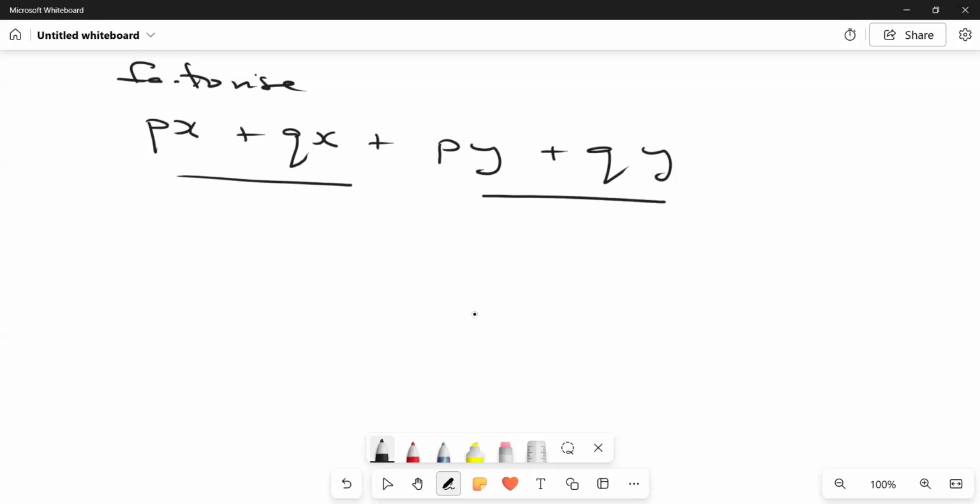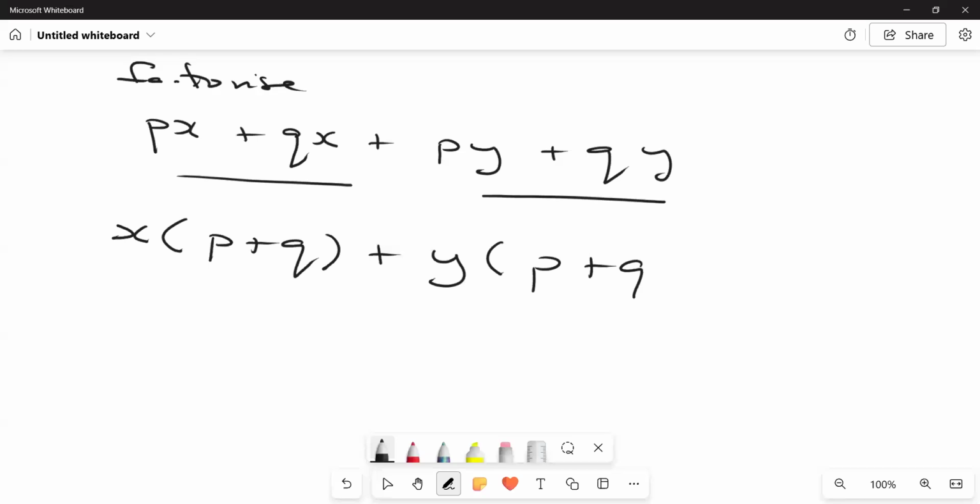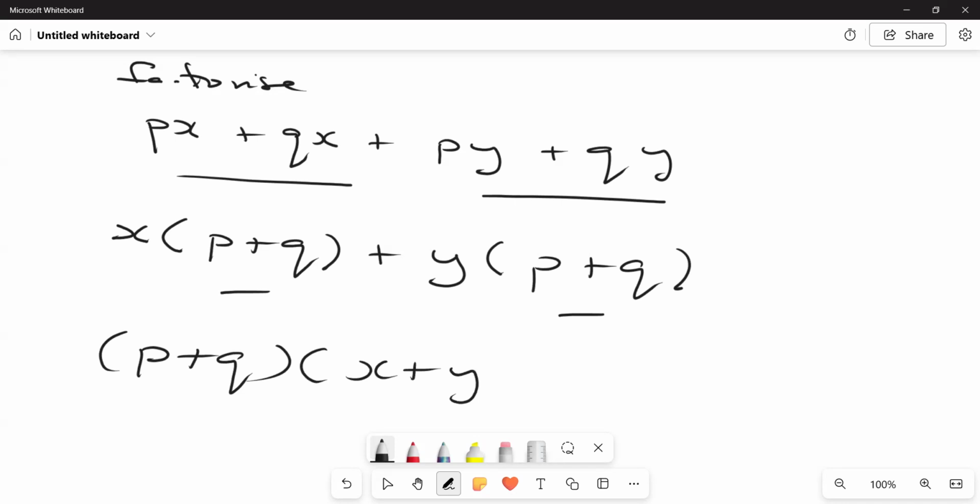So what we could do, we could take out the X from this piece and we get P plus Q. And then we take out the Y from here and we end up with P plus Q. And the fact that we have two common brackets, we can bring that to the front. P plus Q in a bracket and X plus Y in another bracket. See? So we group them up like that. We group that, we group that.